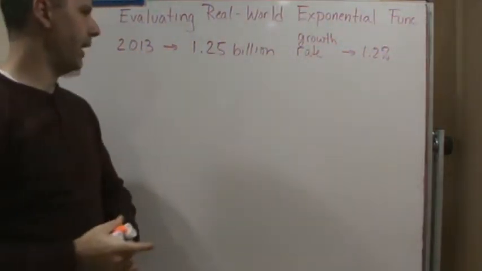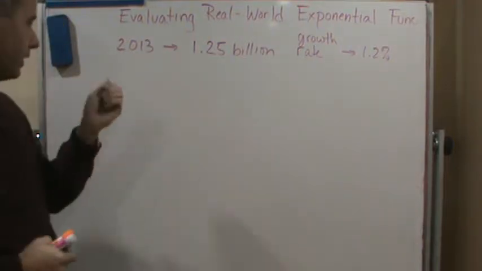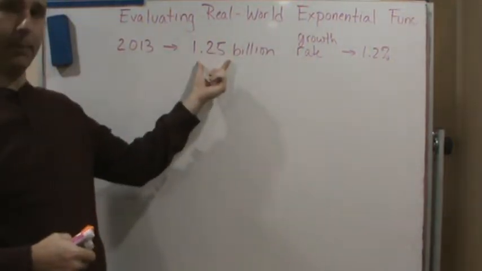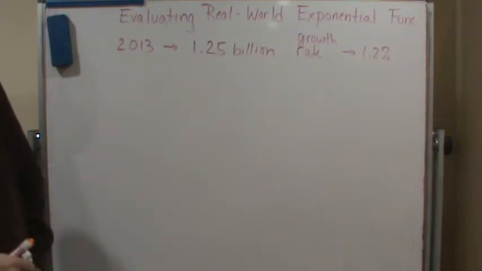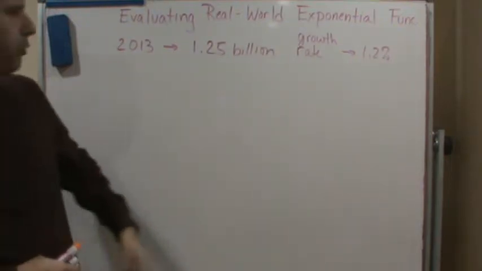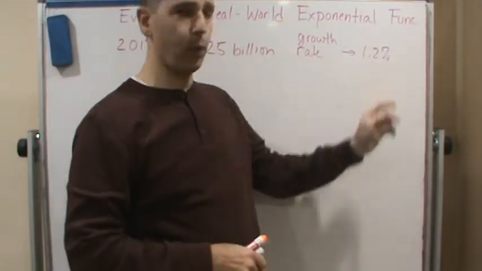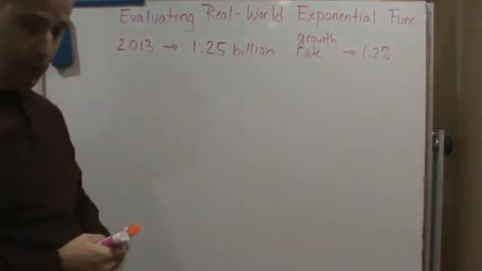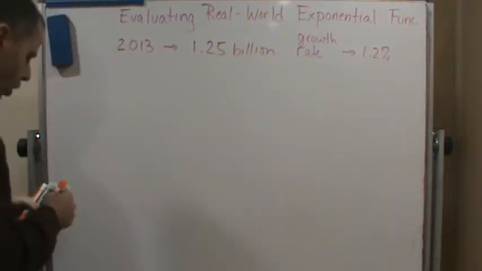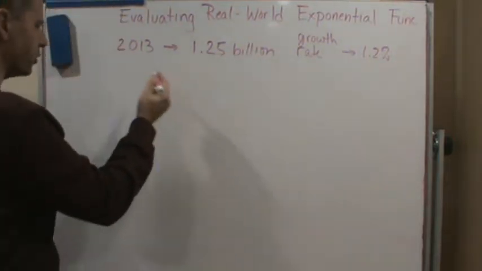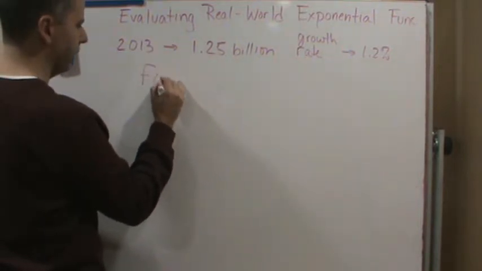Let's say we know that in 2013 the population of India was 1.25 billion, with a growth rate of 1.2% per year. That's an annual growth rate, and so our function would be this.